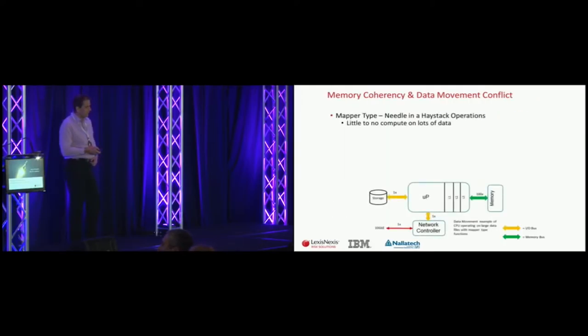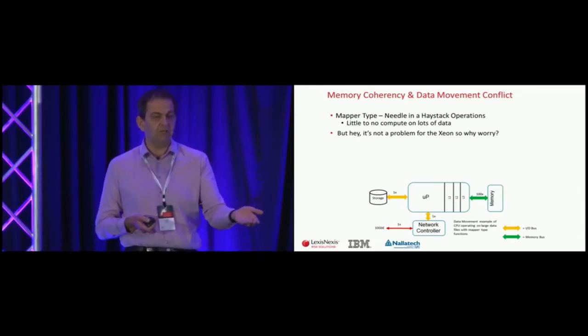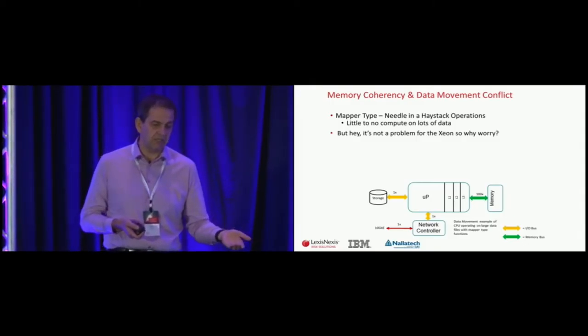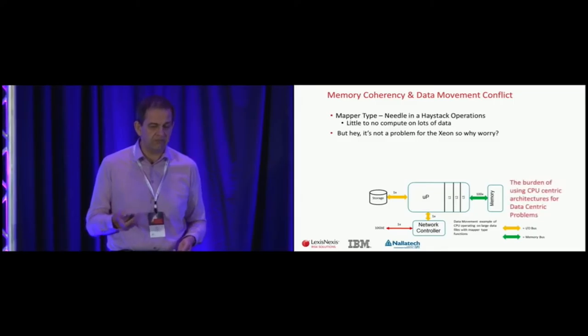But let's take a quick closer look at memory coherency and data movement conflict. Let's take a look at a mapper-type needle in a haystack operation, where you've got really little to no compute going on, lots and lots of data. On a current processor-centric architecture, you'll see that we've got 1 to 100. The memory bandwidth is 100 times the I/O bandwidth. So this is fairly forgiving of this type of architecture. You know, so it's not a problem for the Xeon, so why do we need to worry about it? But let's just take a closer look.